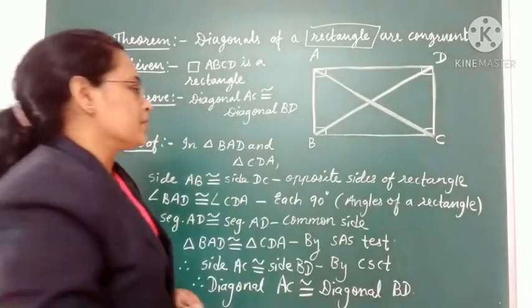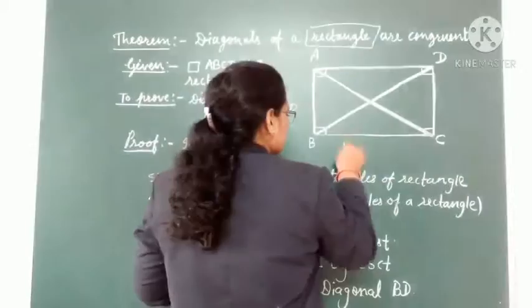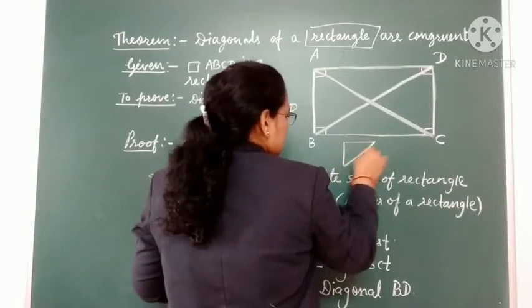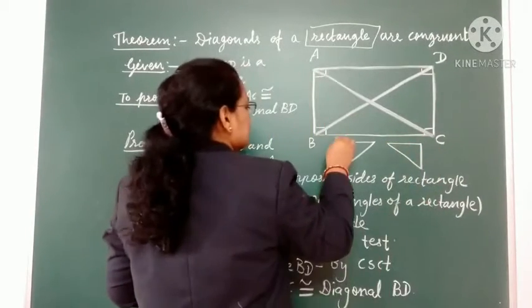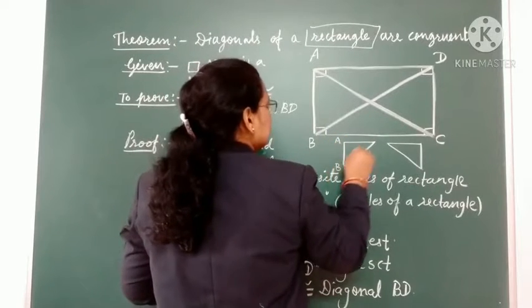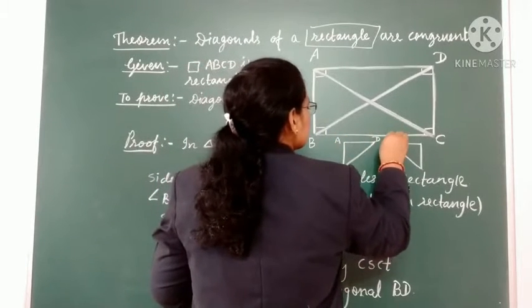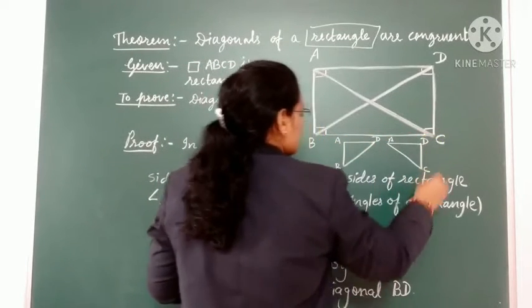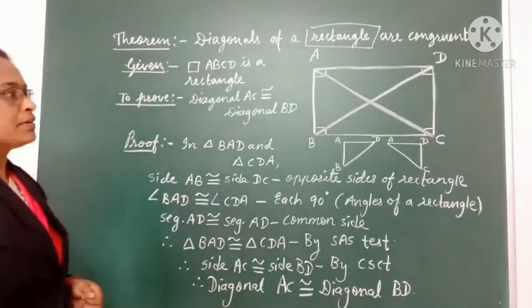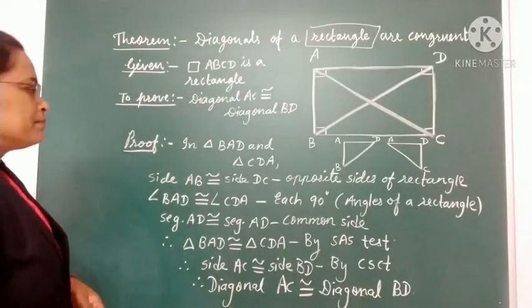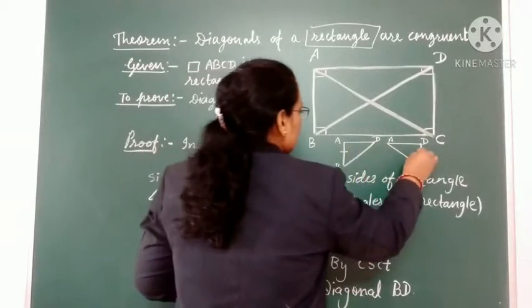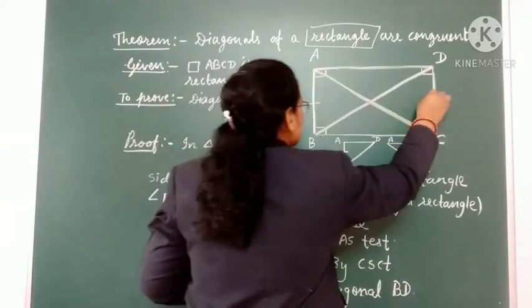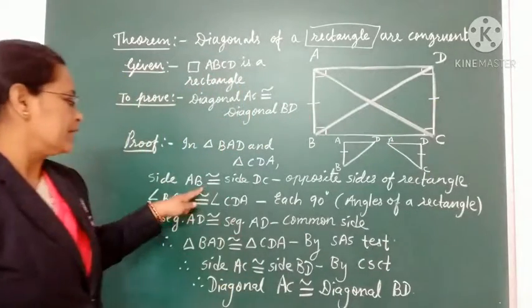Now here we have to show that these two triangles are congruent to each other. And for understanding, if I draw here a small figure, the two triangles are like this. This is your A, B, D. This is A, D, C. So these two triangles in the figure, we have to prove that they are congruent. So here we can see, first of all, AB is congruent to DC. Opposite sides of the rectangle are congruent.